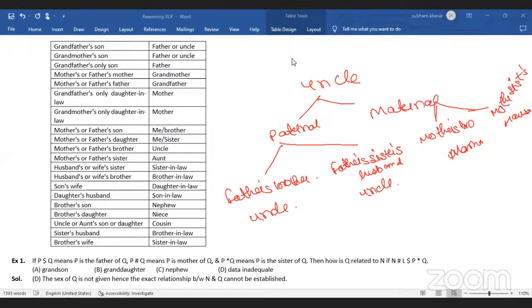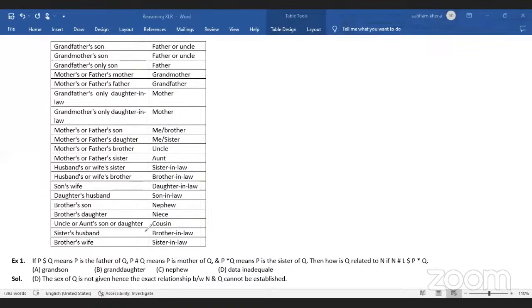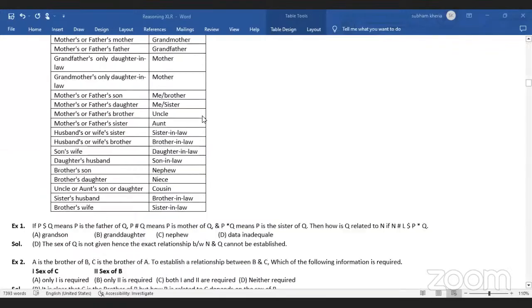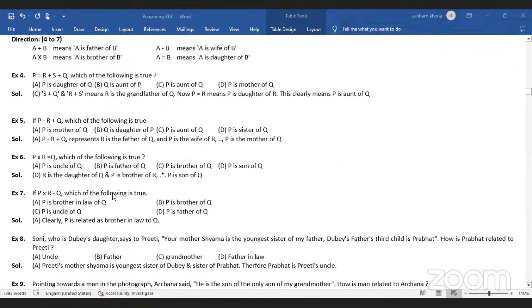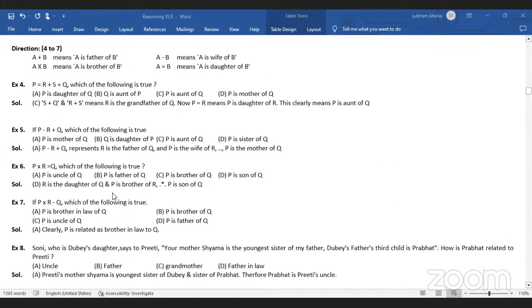Great, guys. So let's solve some questions now. Solve करें? चलो. देखो. Let's solve first direct questions. Yes, देखो ये बोल रहा है. Example 8. ठीक है, example 8. It says Sony, who is Dube's daughter, says to Preeti, your mother Shama is the youngest sister of my father. 3 people we know till now. Sony, Dube, Preeti.